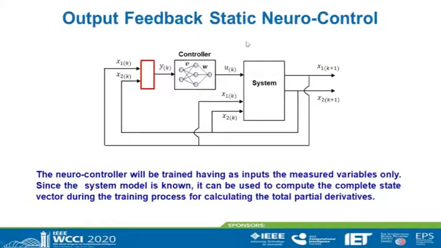Neural networks can also be used for output feedback static neural control. Here we have a system with 2 state variables, but the controller will have only one measured output, which is input to the controller.